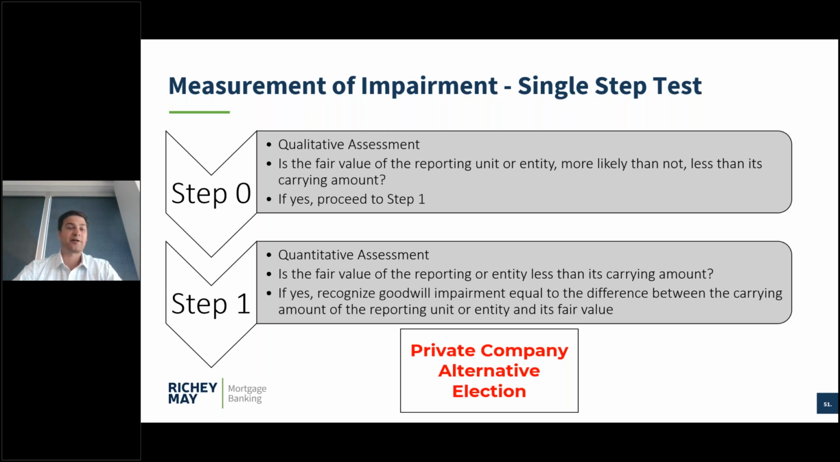This is where we'll calculate the dollar value that goodwill is impaired. And in short, the impairment charge is equal to the difference between the fair value and the carrying value. And the impairment charge cannot exceed the carrying value of goodwill, right? You can't have negative goodwill.